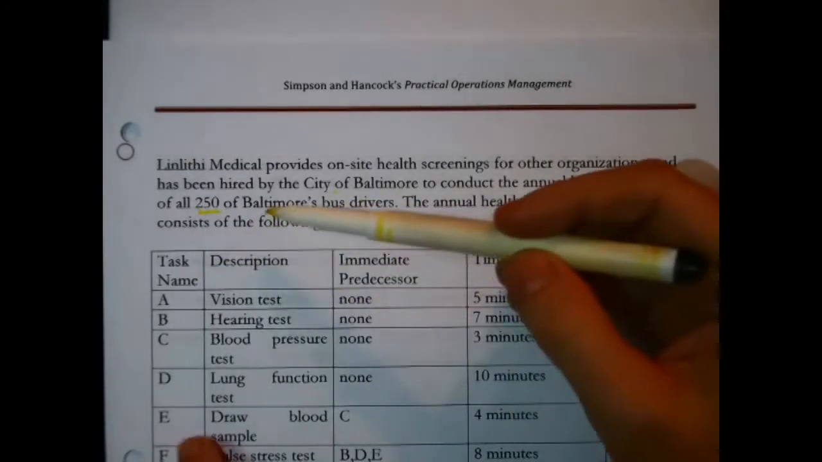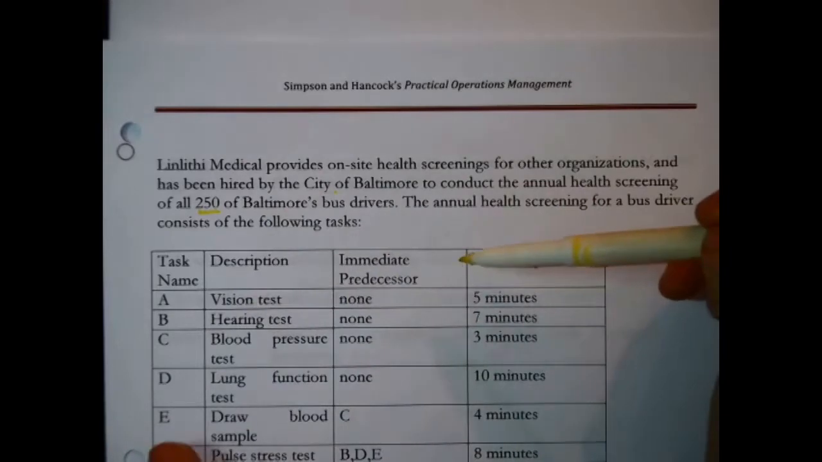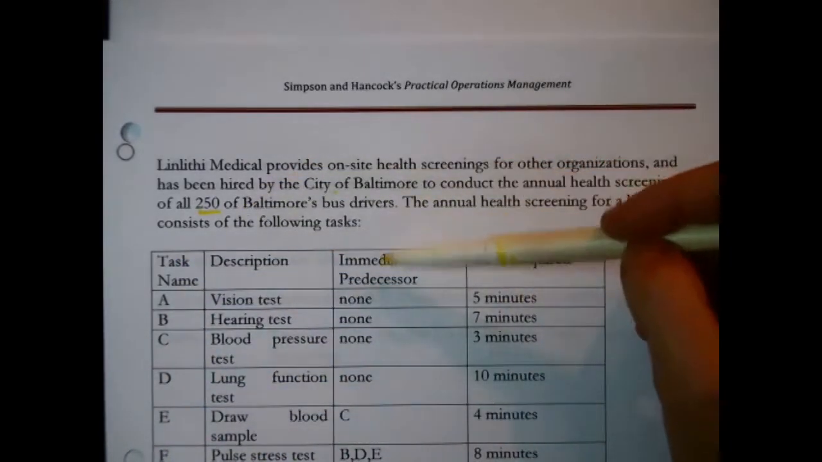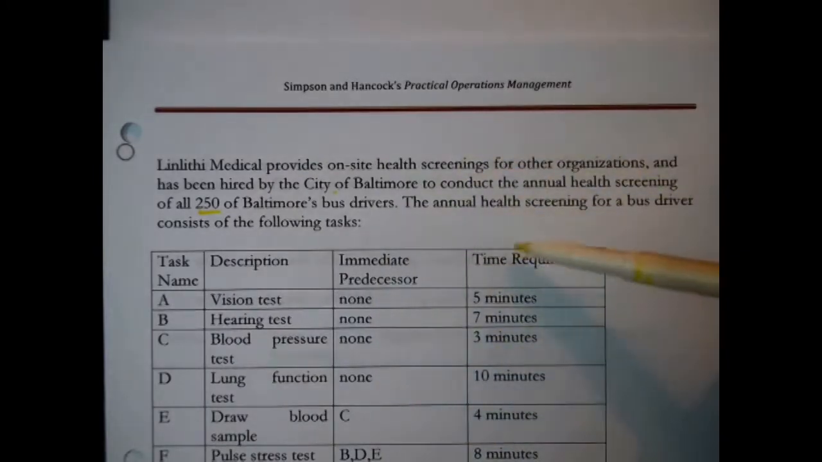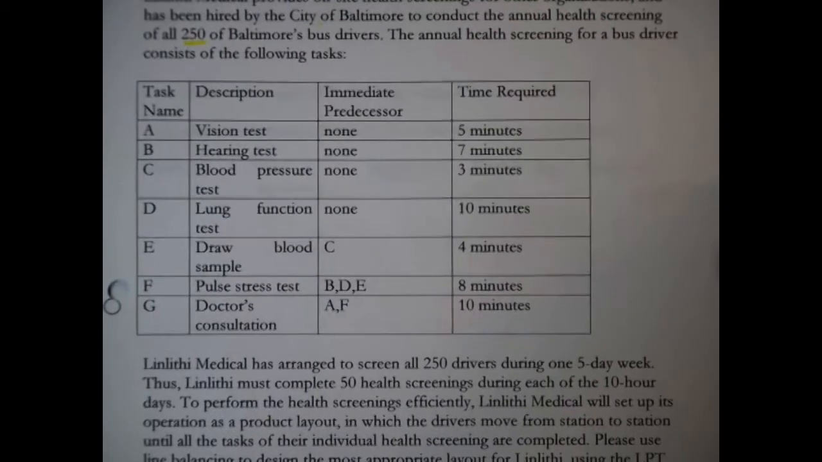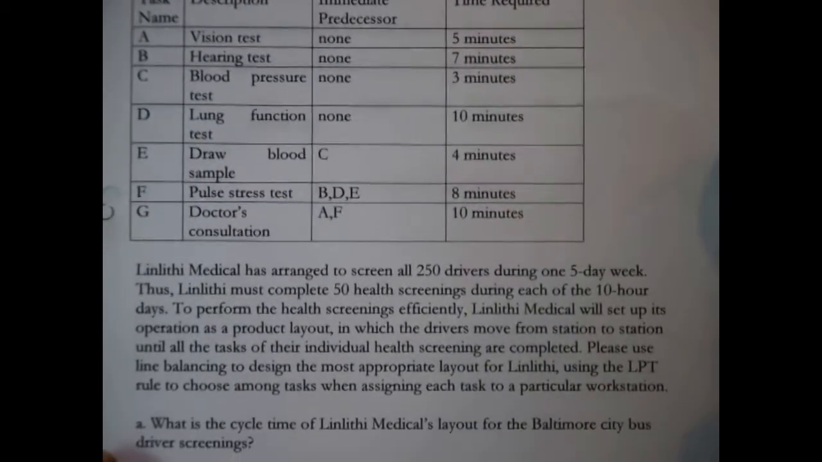All right, so you can see that this is a line balancing problem shaping up here because there is for each driver a series of things that need to be done. There's some precedence relationships, and then there is an estimate of how long each task takes. What other information do we have?